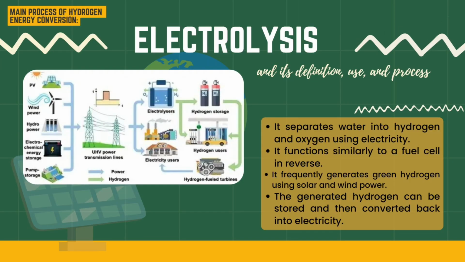The first main process is electrolysis. This is how we produce green hydrogen. It uses electricity, ideally from solar PV, wind, or hydropower, to split water into hydrogen and oxygen. You can think of it as a fuel cell running in reverse. The hydrogen produced can be stored and later converted into electricity, making it a key solution for long-term energy storage.